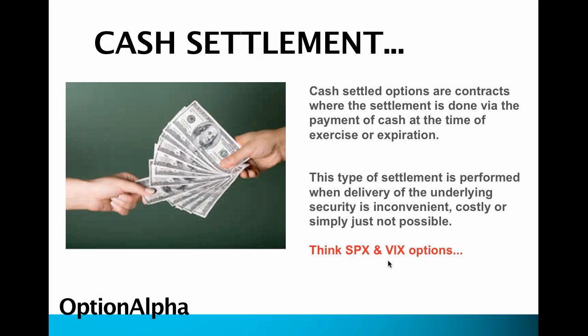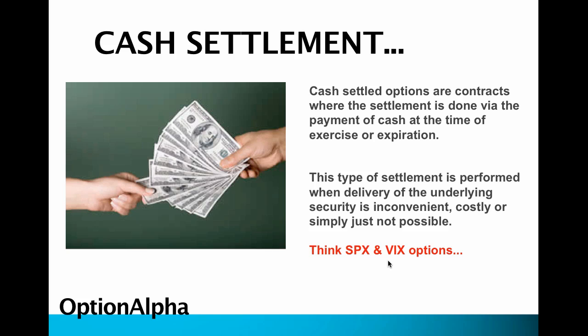Now let's say that we're talking about cash settlement. Cash settlement options are contracts where the settlement is done via payment of cash at the time of expiration. The only reason they do this is because this type of settlement is usually preferred when the underlying security is either inconvenient, costly, or simply not possible to deliver, right?